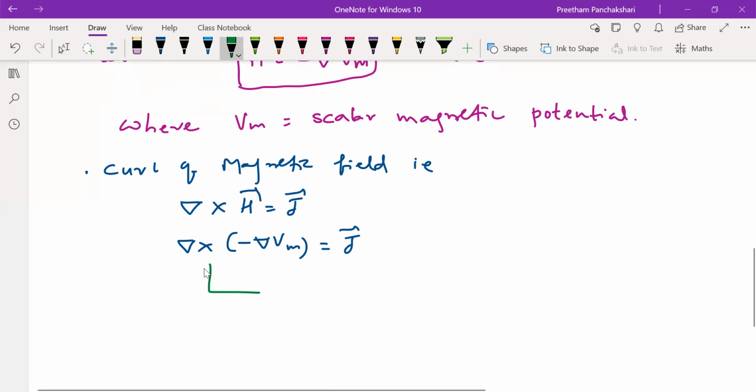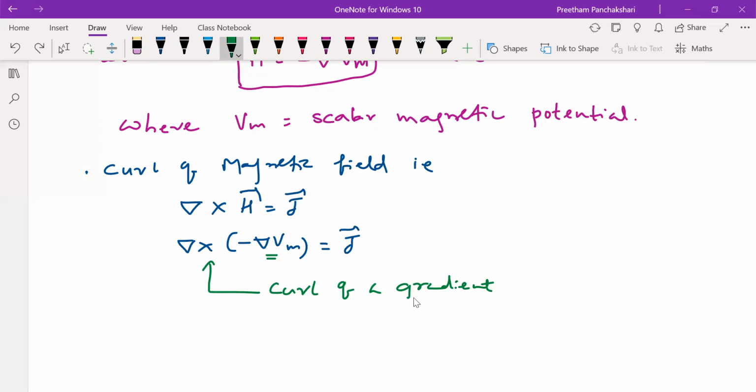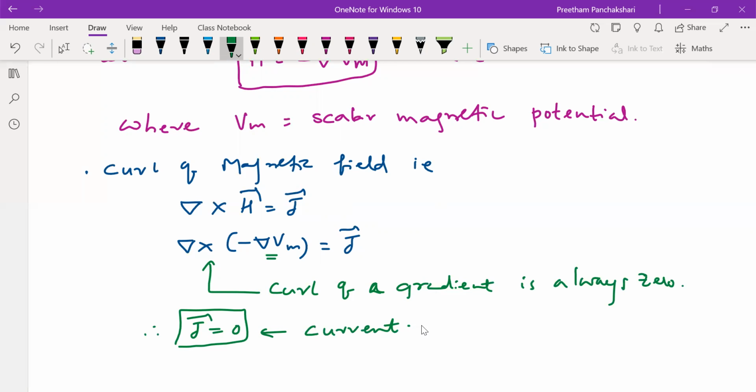Here is a curl and this operation is gradient. So the curl of a gradient, for any scalar for that matter, is always 0. This is a vector identity, proven in mathematics. Therefore, from the above equation, we get the relation J equals 0. J is the current density, so no current. That means a current-free region.